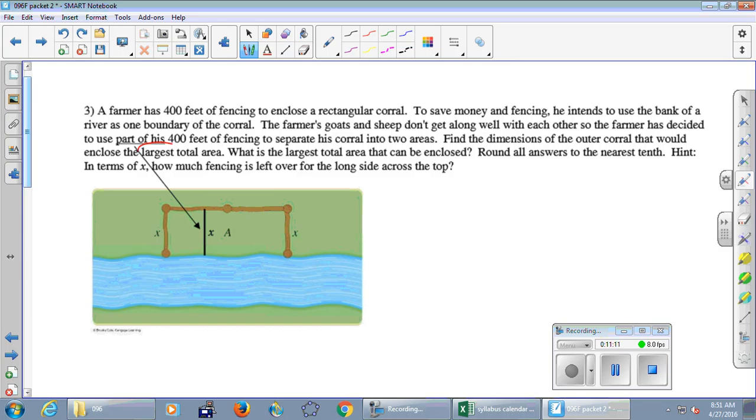Largest. There it is. Circle it. Largest. Find the vertex. That's what this problem boils down to.